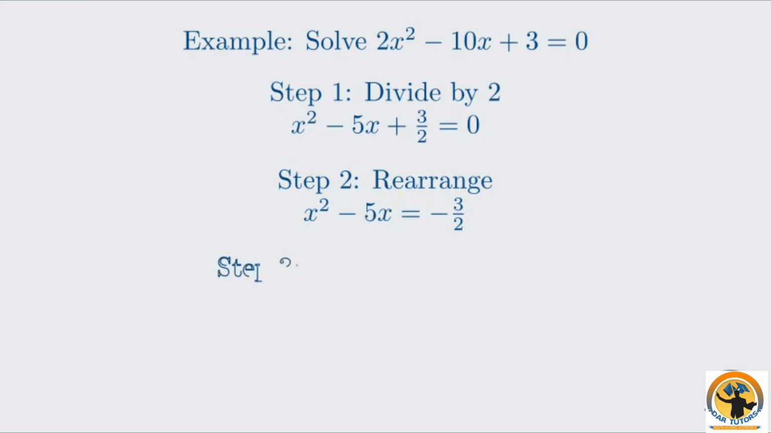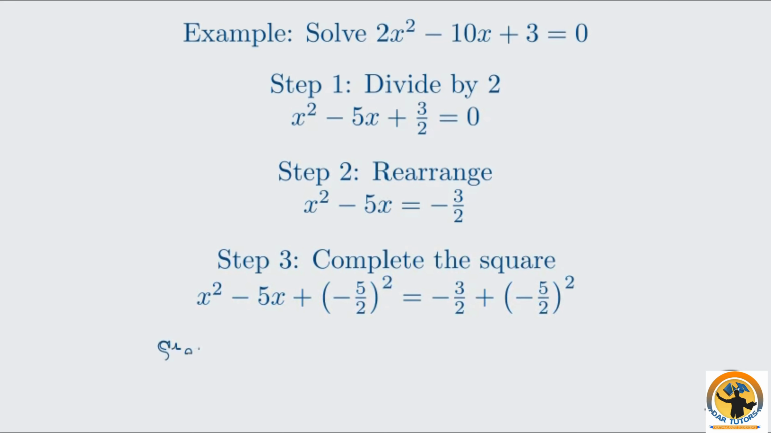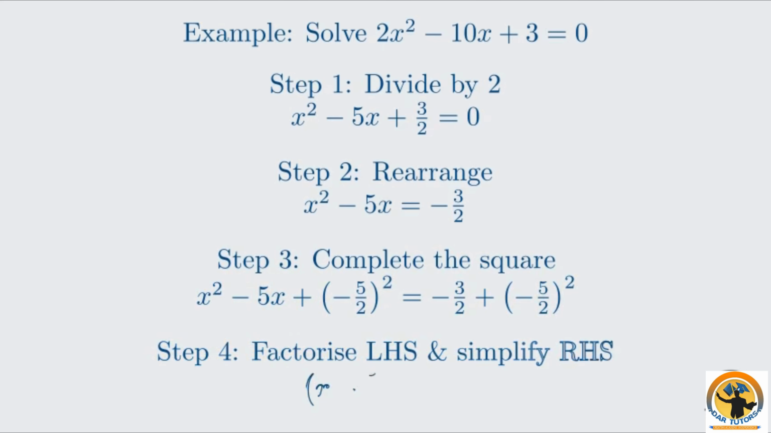Step 3. Complete the square. The coefficient of x is 5, so we add 5 over 2 squared, or 25 over 4, to both sides. This ensures the left side is a perfect square. Step 4. Factorize the LHS and simplify the RHS. The LHS becomes quantity x minus 5 halves squared. The RHS simplifies to 19 over 4. We now have our desired form.